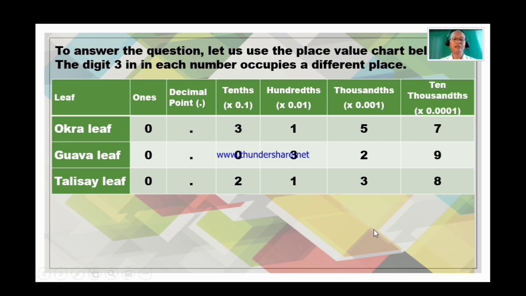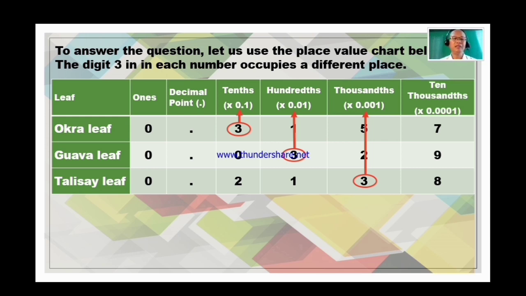So we start from okra leaf. Here we have the number 3. The number 3 belongs to the place value of tenths. Okay? So that is a technique that we can easily identify what is the place value. In guava leaf, the number 3 is here. So the number 3 in guava leaf belongs to hundredths. So it is very easy to identify the place value if we have this place value chart. Then for the talisay leaf, the number 3 belongs to thousandths in the decimal place value chart.